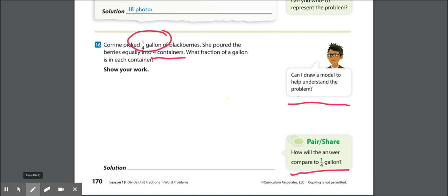So I want you to picture just one little container. So this is cut up into individualized containers. What fraction of that 1/4 is that container going to be? Go ahead and solve. I will move on to the video where I will explain how this problem could be done.